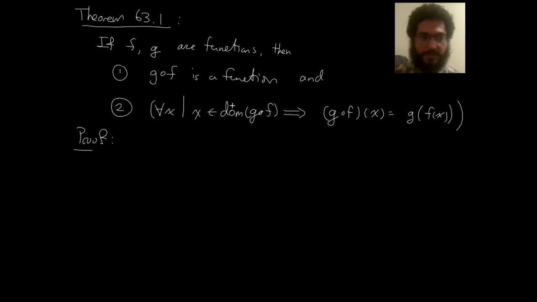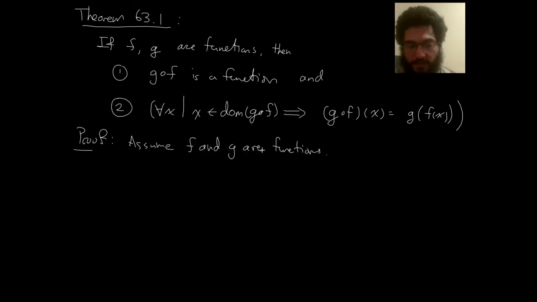All right, let's prove this thing. So this is an if-then. Assume f and g are functions, then 1 holds and 2 holds. So I need to start by assuming that f and g are functions. Then I need to prove a couple of things. So let's focus on number 1. I need to prove that g composed with f is a function.